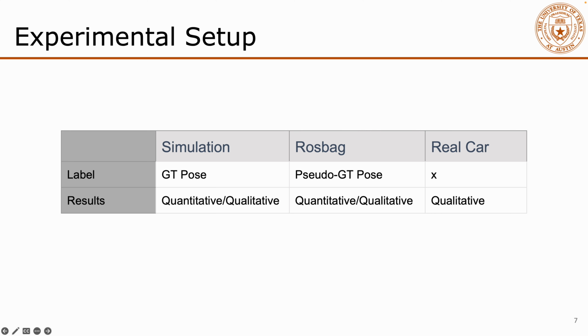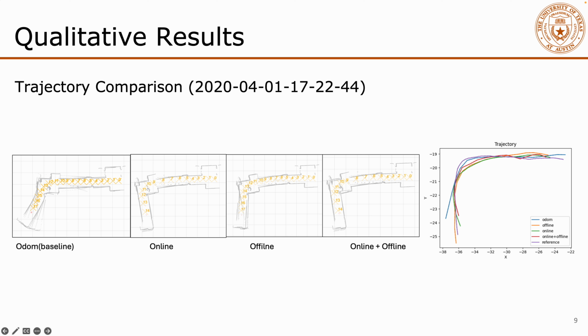And for qualitative results, we compare the trajectory produced by different methods. And as you can see here, the map is more visually appealing after optimization. So yeah, we also have this comparison of the trajectory on the right hand side. You can see here the one odometry produces deviates a lot more than the others.